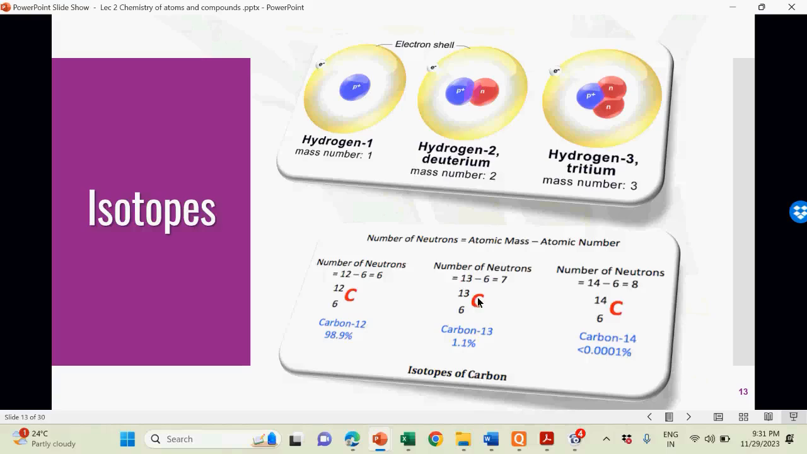So the number of protons determines the nature of the compound, or the element, and in this case the atomic number is the same, indicating the same number of protons. But what differs between the different isotopes of the same element is the number of neutrons. Okay?